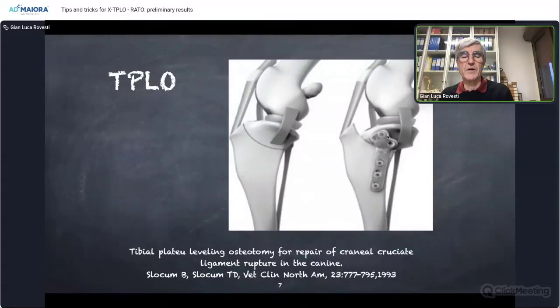Why? Because this flexed position of the stifle will change the control of the tibial thrust between the cranial and the caudal one. So TPLO mainly refers to, and takes advantage of, this flexion in order to be able to stabilize the stifle with a cranial cruciate during the stance and walking phase.